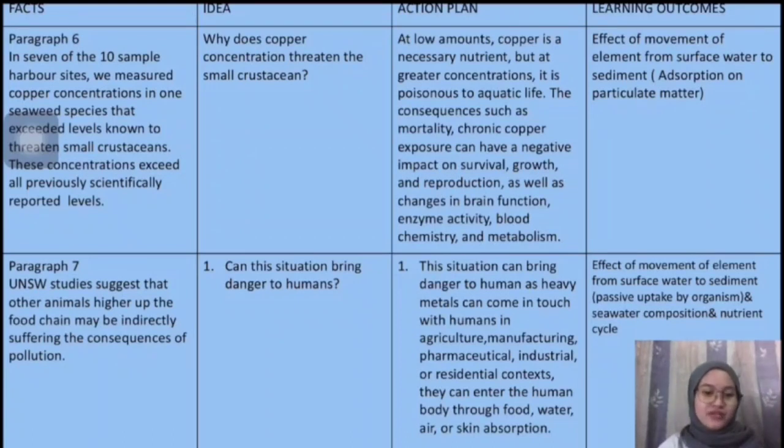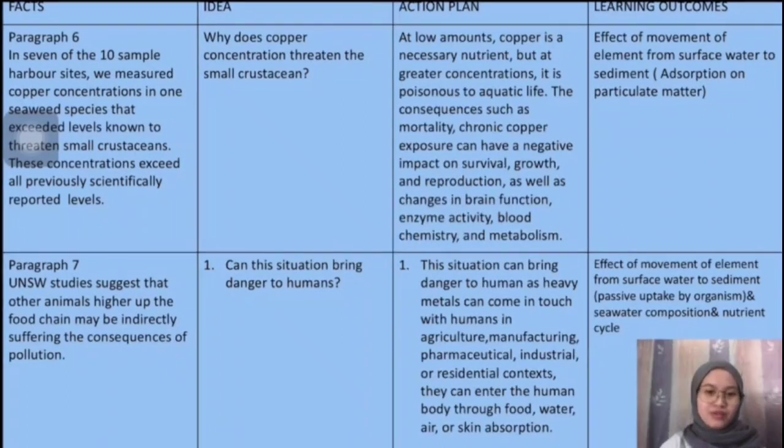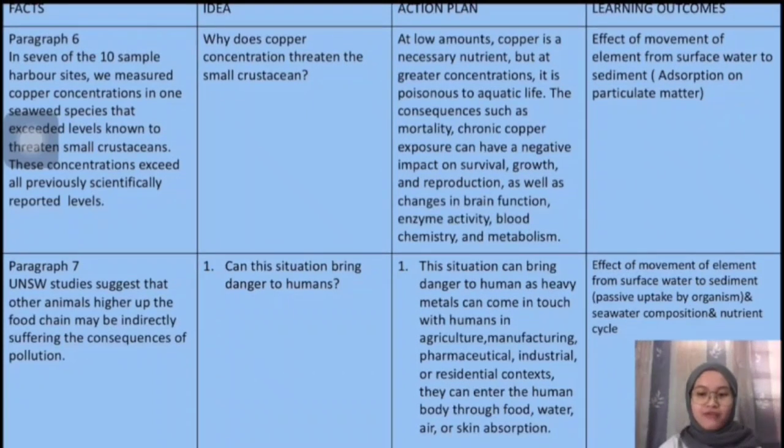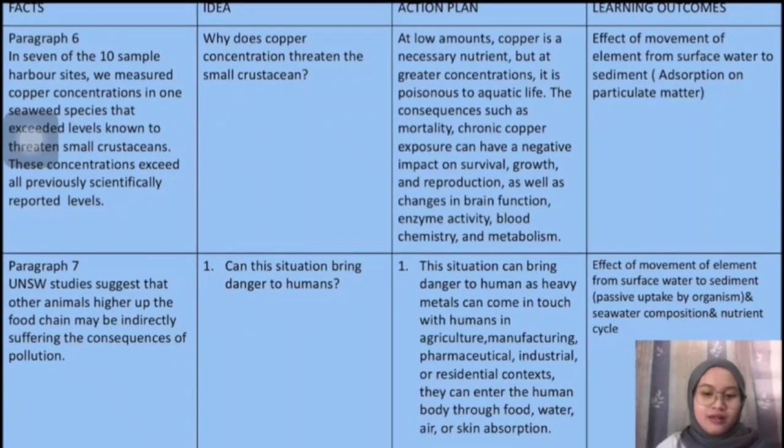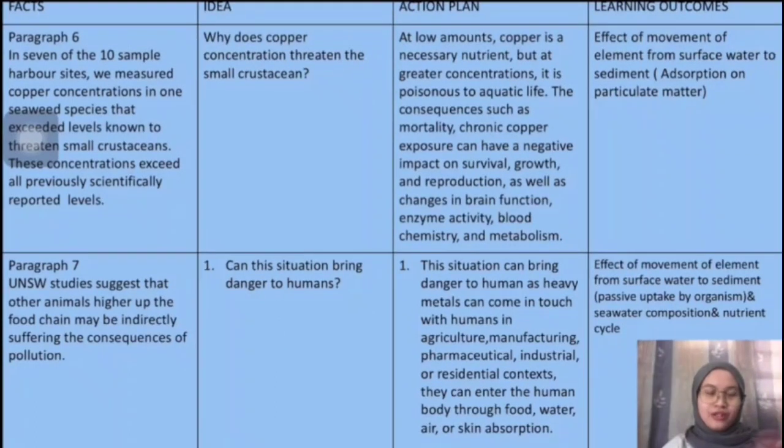For paragraph 7, the fact is only one, but we have three ideas. The first idea is, can this situation bring danger to humans? This idea leads to the learning outcome, which is the effect of movement of elements from surface water to sediments, same as the previous idea, but we narrow it to passive uptake by organisms, because the heavy metal and humans are not in direct contact, and we didn't narrow down which heavy metal is involved with humans.